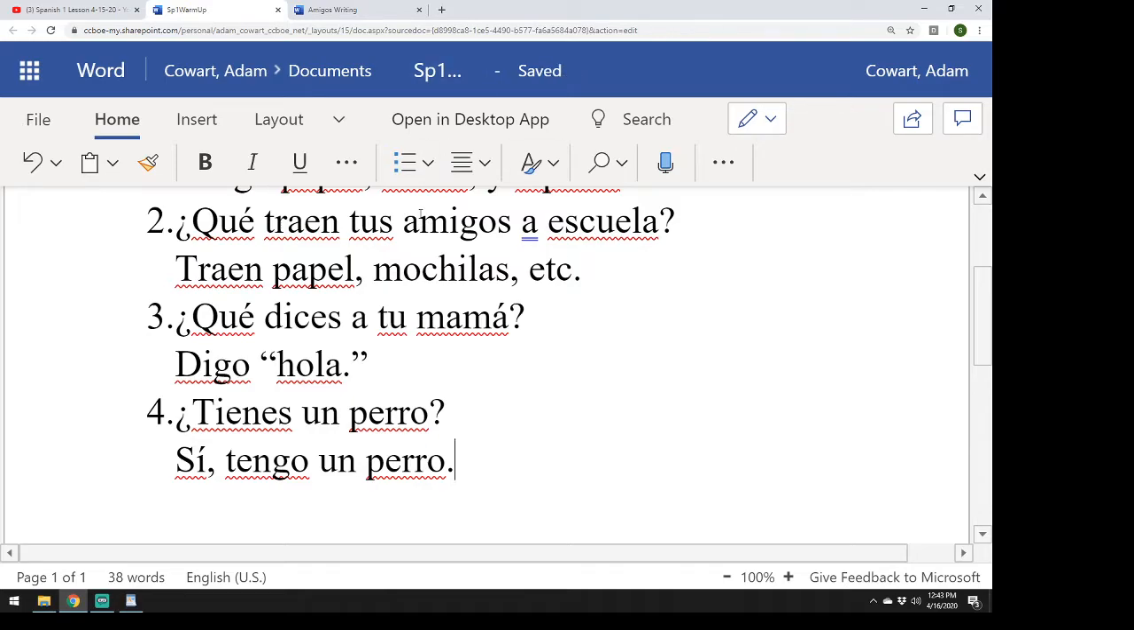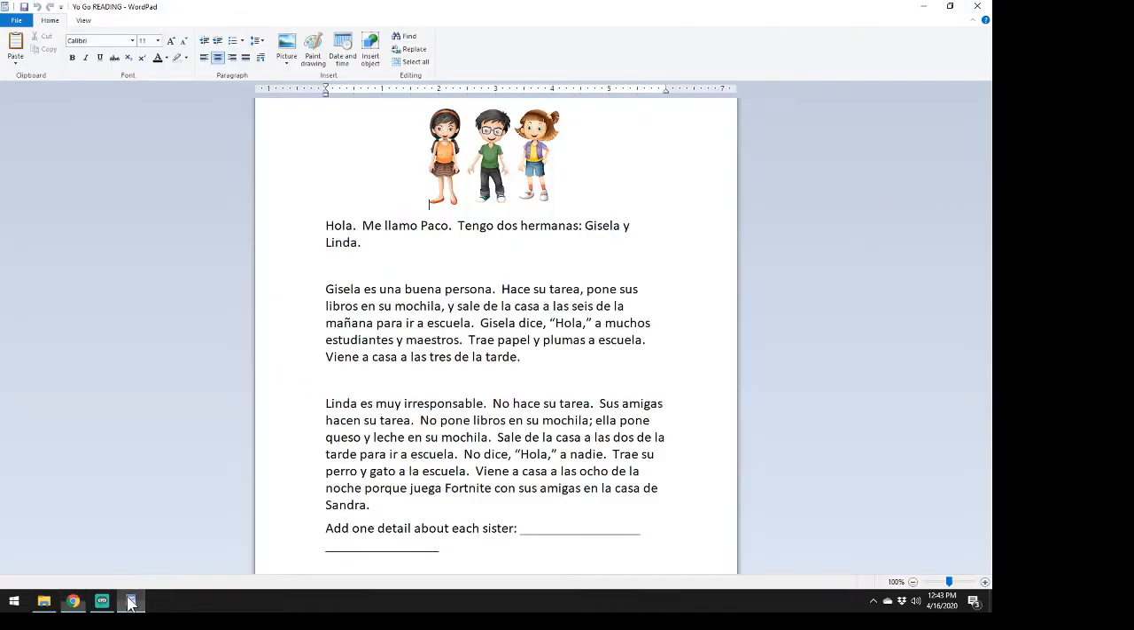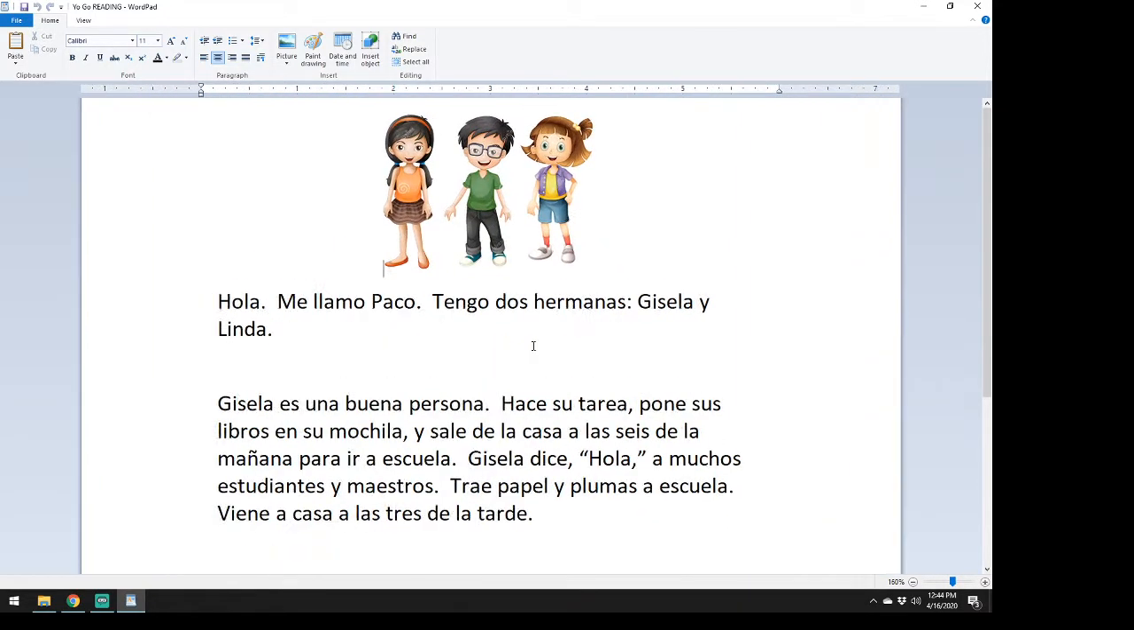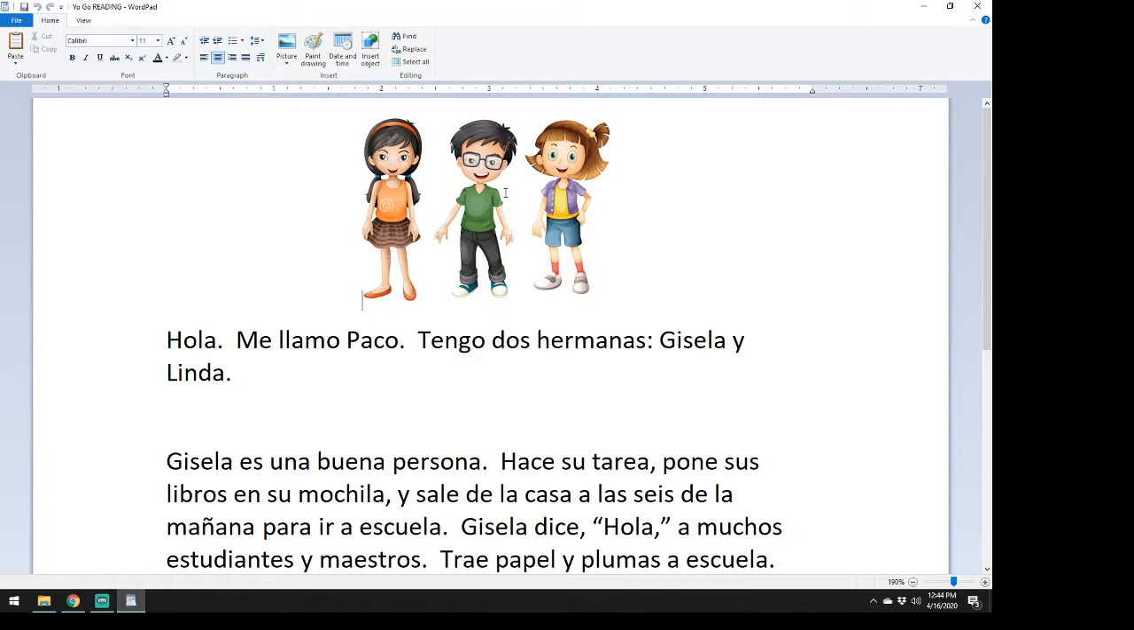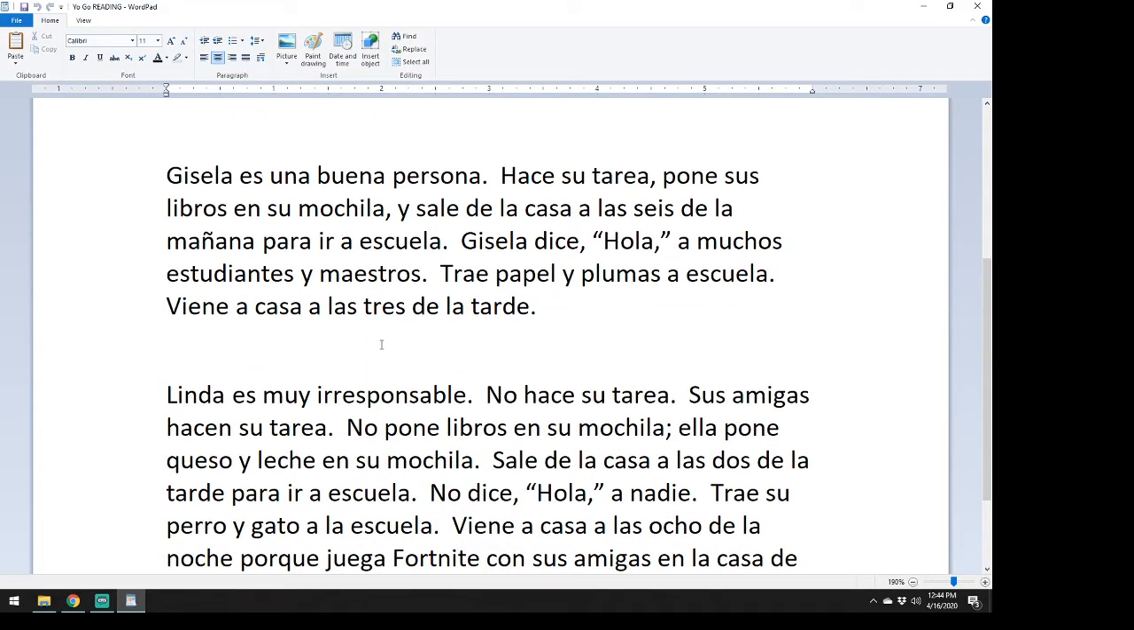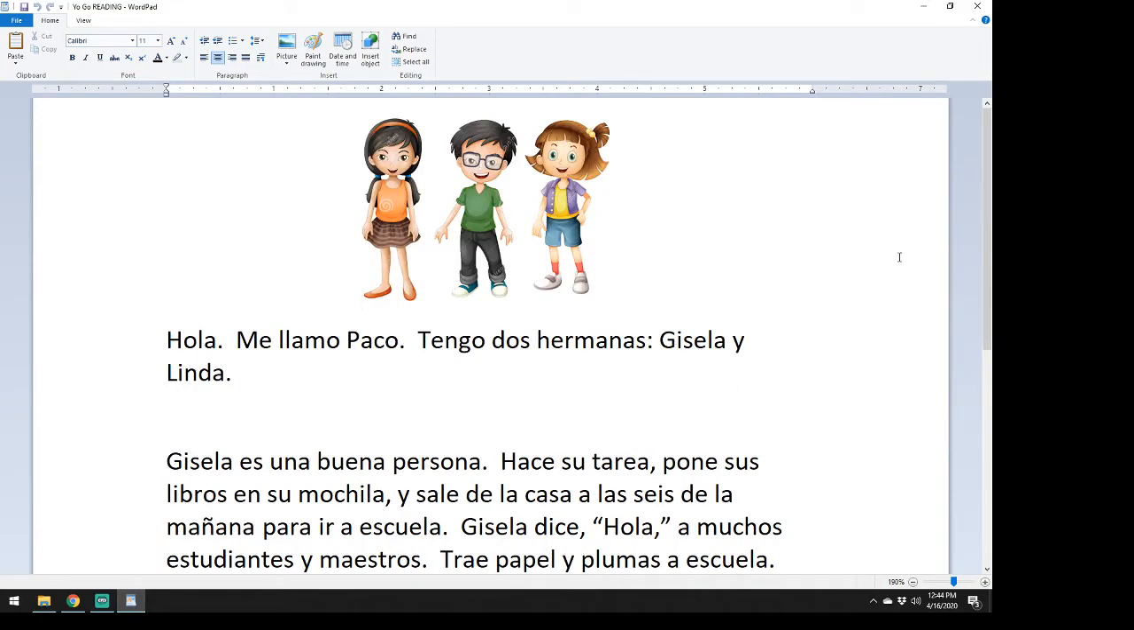Okay, so I want to do a quick reading with you together. So here's a little thing, and this is going to help prepare you for today's writing assignment. So here's Paco, and these are his two sisters, Gisela and Linda, okay? So, he says, Hola, me llamo Paco. Tengo dos hermanas, Gisela y Linda.